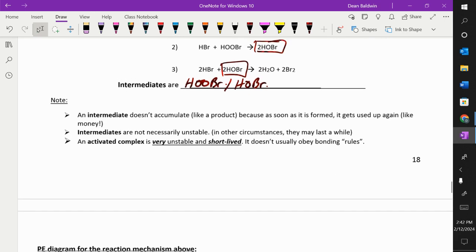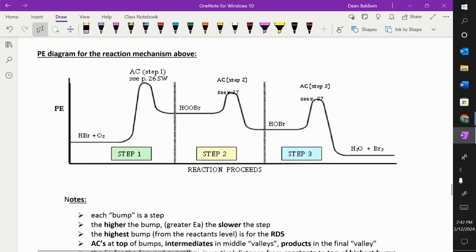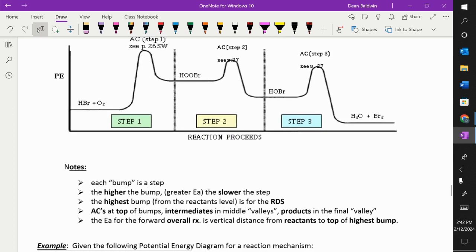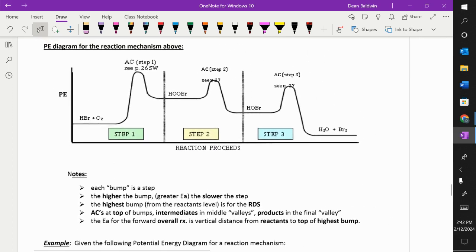Are we okay? All right, next page, please. All right, so what does a reaction or potential energy diagram look like for these things? Basically, it's the number of bumps. It increases the number of bumps because it goes in steps. It's like a bunch of different reactions, okay?